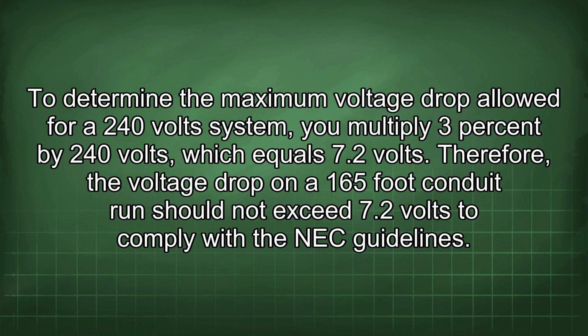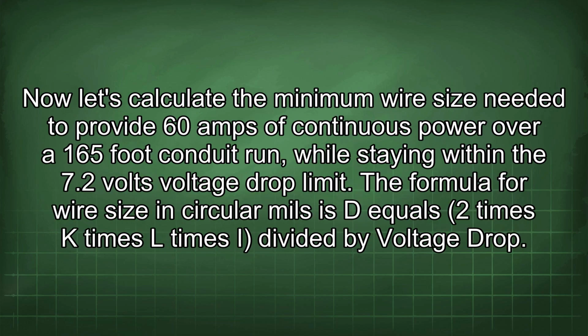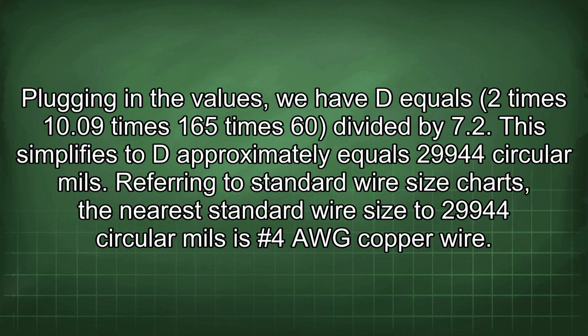Now let's calculate the minimum wire size needed to provide 60 amps of continuous power over a 165-foot conduit run while staying within the 7.2 volts voltage drop limit. The formula for wire size in circular mils is D equals 2 times K times L times I divided by voltage drop. Plugging in the values, we have D equals 2 times 10.9 times 165 times 60 divided by 7.2.